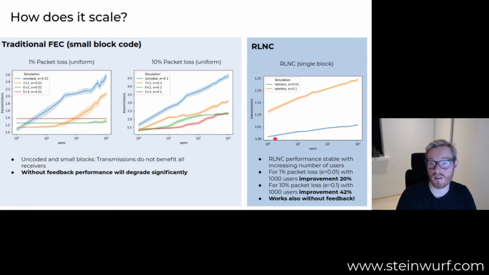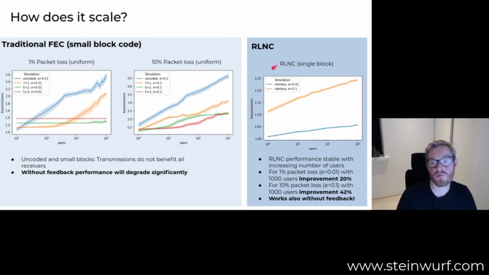And we see already the substantial improvement in efficiency here. If you look at the 1% network loss case with the RLNC single block approach, you can see that at 1000 receivers, we only have to transmit every packet on average 1.05 times. So we have only a 5% overhead in total, which is a really significant improvement. And for a packet loss of 10% on the network, we also have a substantial improvement.